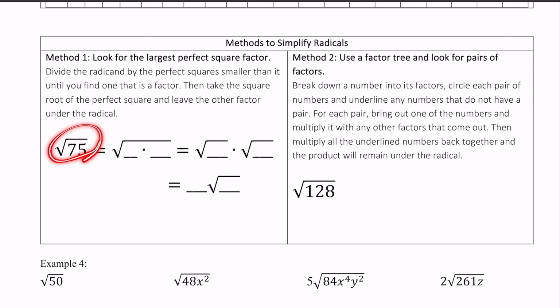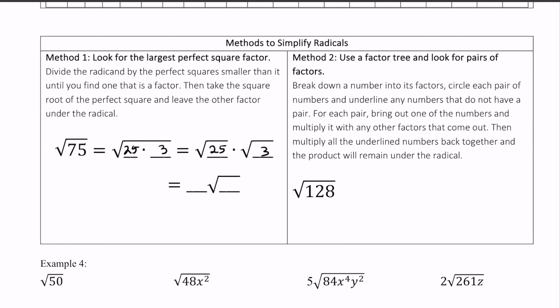So I'm looking at the square root of 75. I need to think of 2 numbers that multiply together where one of them is a perfect square. Well, I'm thinking of 25 and 3. Note that 25 is a perfect square, and it's multiplied by just another number. So 25 times 3 is 75. Now, I can take the square root of 25 times 3 and rewrite that as the square root of 25 times the square root of 3.